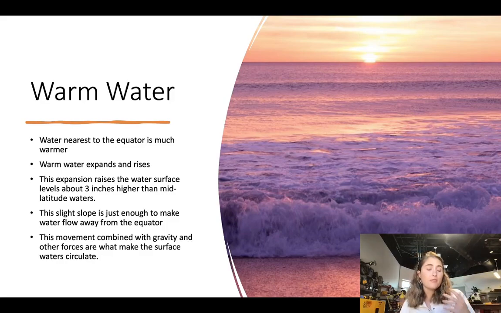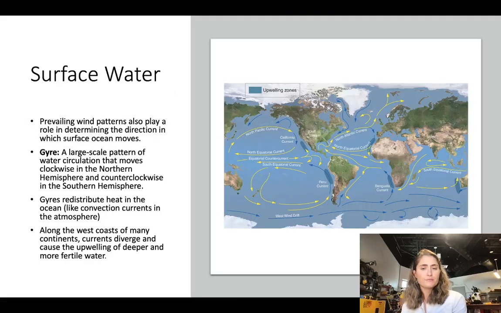This is actually one of the big driving forces that starts the process of global water circulation. This slight slope that exists, combined with gravity, basically forces this water to want to travel downward. It wants to travel towards the lower water level, which means it's going to be traveling to colder regions. We're going to take a look at where that traveling starts, but it is the first reason why we start to see global ocean circulation.